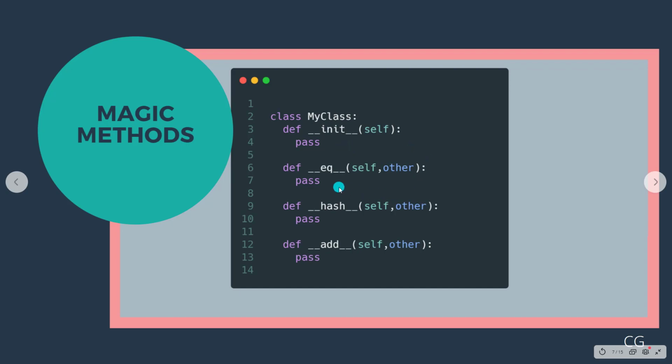We have the equals magic method, which is invoked when the programmer uses the equals operator, the hash magic method, and also add. But I can tell you that there are so many. In fact, I think I'll leave in the description the link to the official documentation, where they are all listed.